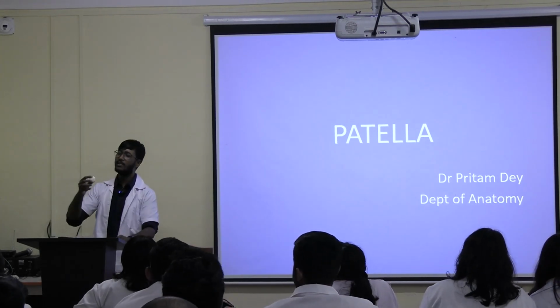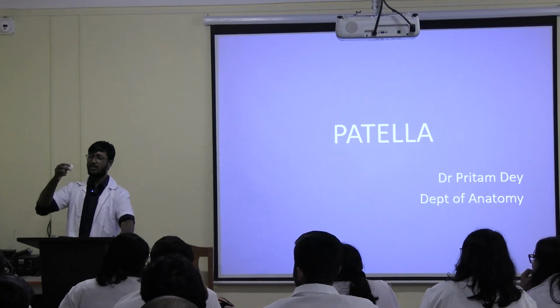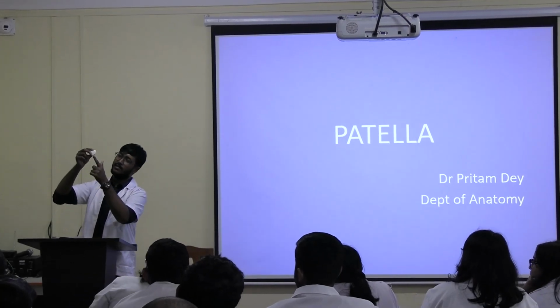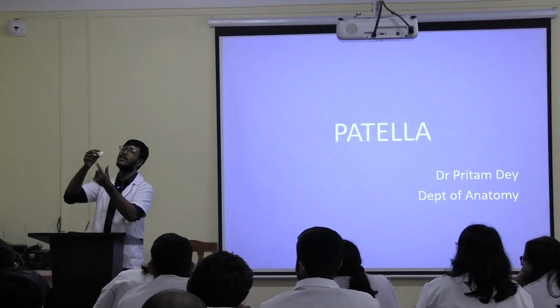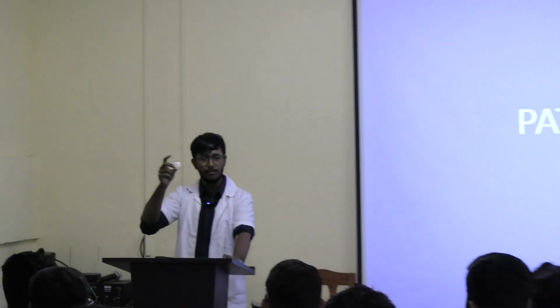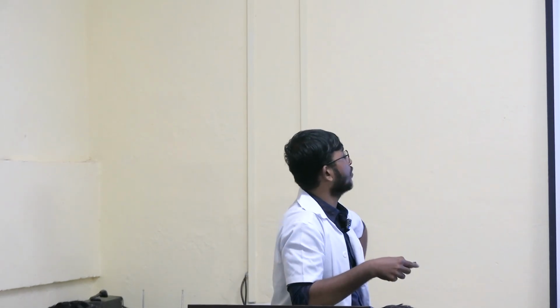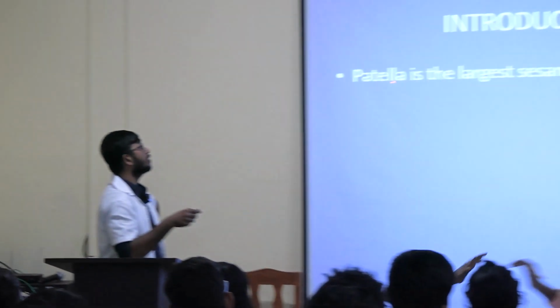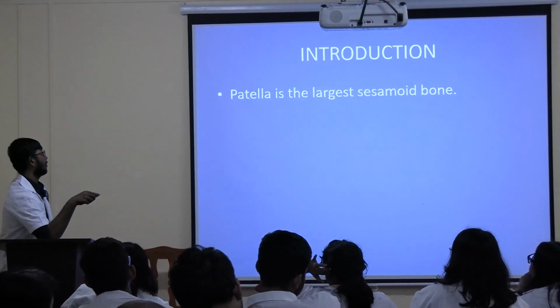Basically what is different in case of patella, this is known as the apex, and the apex is pointed downwards. Usually apex is at the top, but in case of patella, the apex is pointed downwards. And this is the base. There are two borders and surfaces also. We will talk about that. The patella is the largest sesamoid bone.